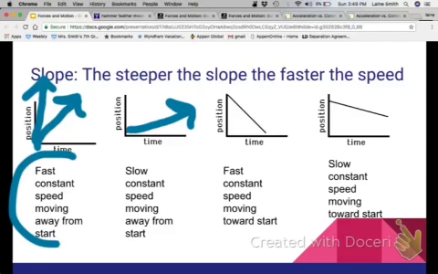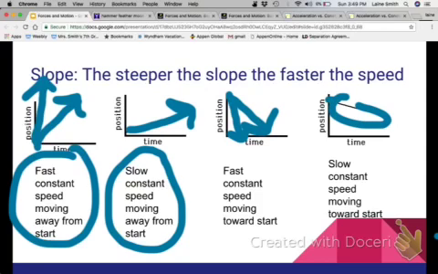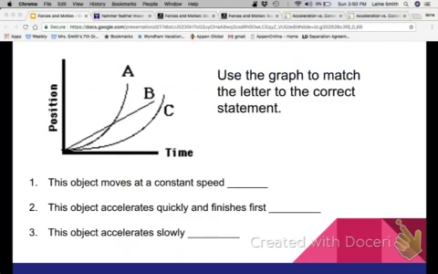So fast, constant speed moving away from start. Slow, constant speed moving away from start, and then the same thing coming back to start. So fast, constant speed moving towards start, and again, I could even make that steeper, indicating that it would be even faster. This one's going to be slower, and I could even make the line a little bit flatter, indicating, as long as it's not a flat line, flat is going to mean at rest, but the flatter it is, the slower it's going, okay? So slope is going to indicate to us in a distance time graph or a position time graph how fast the object is moving.